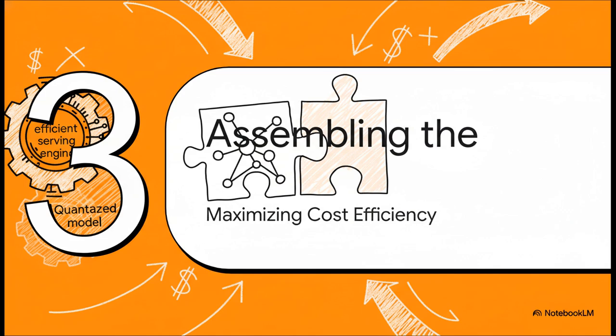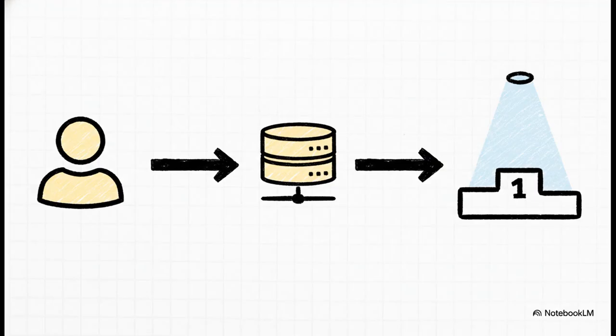So now we have our two puzzle pieces, right? We have an efficient serving engine, and we have a lean quantized model. So let's snap them together and see what kind of real-world dollars and cents savings we can actually get. First up, let's look at a synchronous deployment. This is when you're handling just one request at a time. It's really common for apps that need the absolute lowest latency possible for a single user. And in this case, the choice is surprisingly simple.